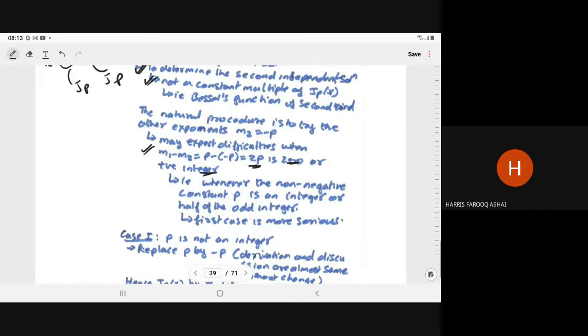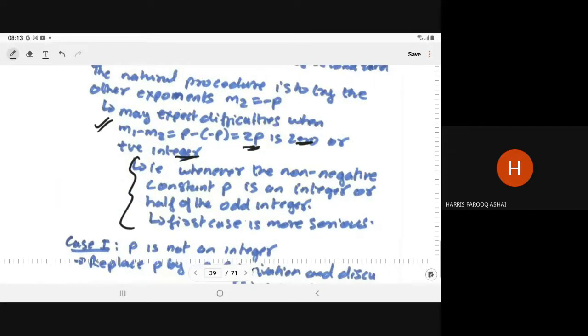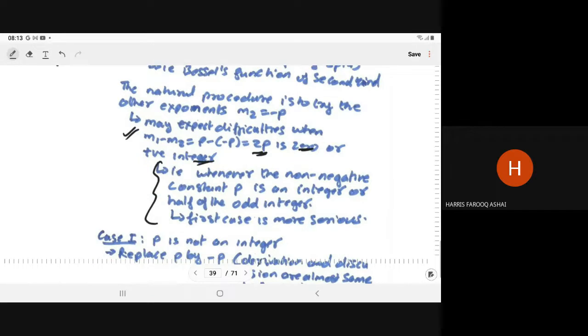So here, in the conclusion I have written, whenever the non-negative constant p is an integer or half of an odd integer, then the first case is more important, more serious. There we have to determine the solution in a different way. So I will tell you where we have the problem. So here let us assume that p is not an integer.